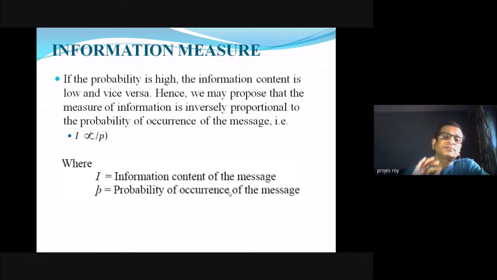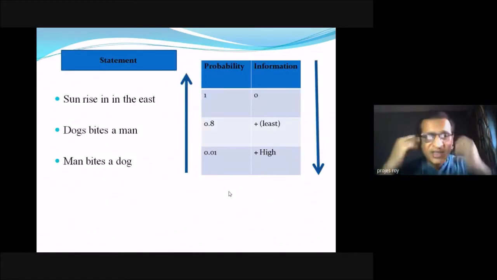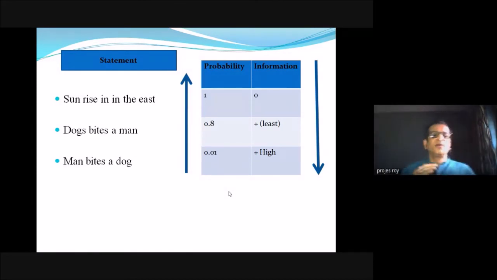Here you can see three statements. In the three statements, you have seen: the sun rises in the east. So the probability of that information is yes. Now, a dog bites a man. The probability of that information, a dog bites a man, is common, but not every time. So 0.8, I'm not giving high. But the scope of information is positive. It can be possible. Information can come. A dog can bite a man.